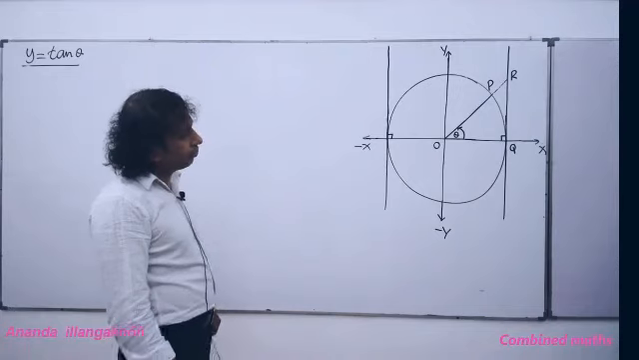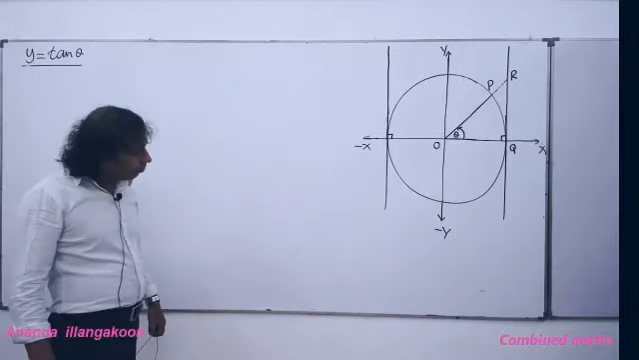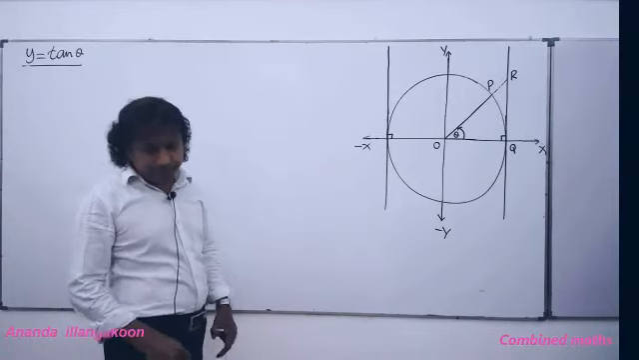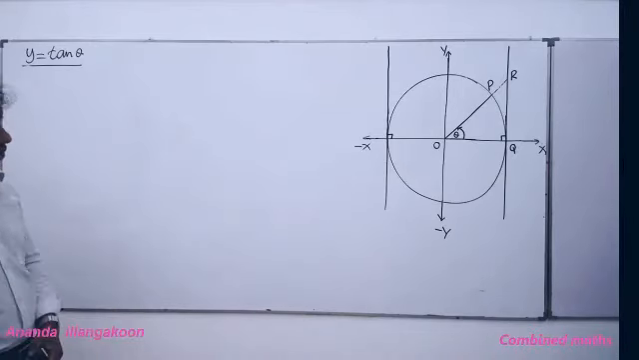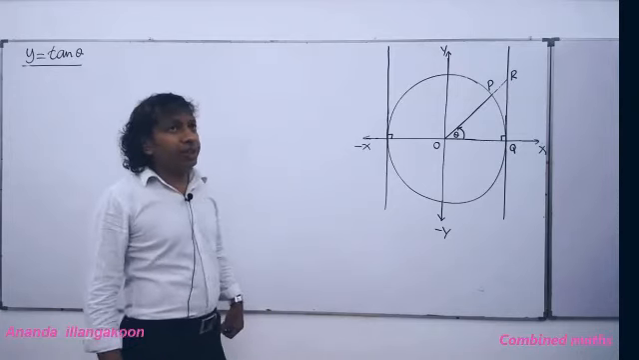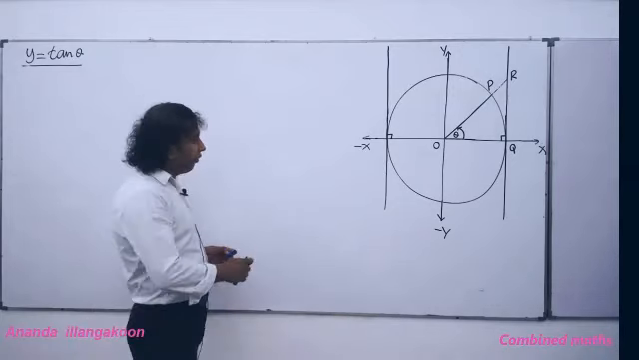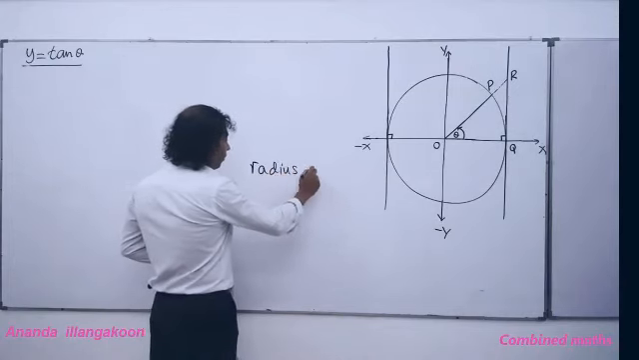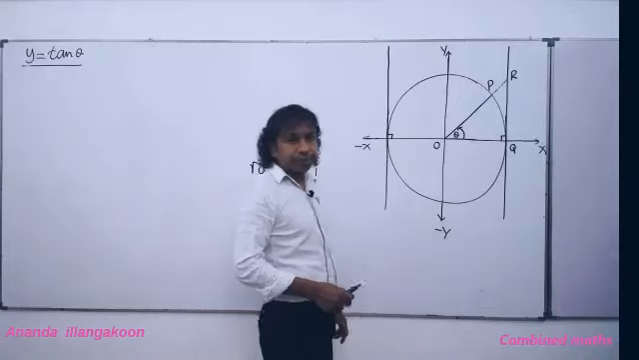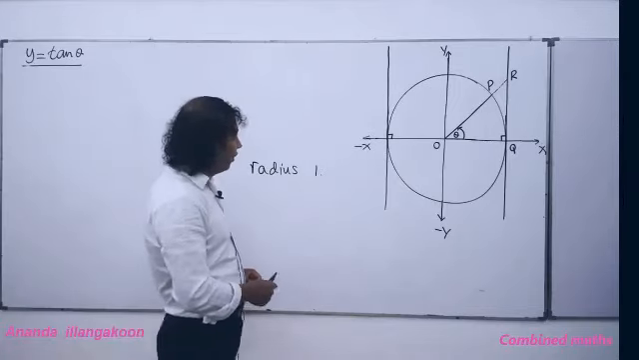Right. Shall we write a brief note? Consider a circle with center O and radius 1. Right. Radius 1. That means this OP length or this OQ length is 1. Then, in this case, we can write tan theta.